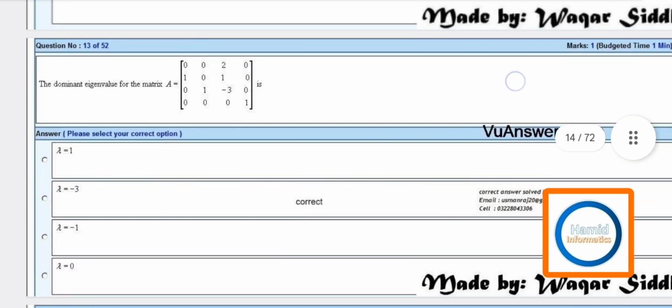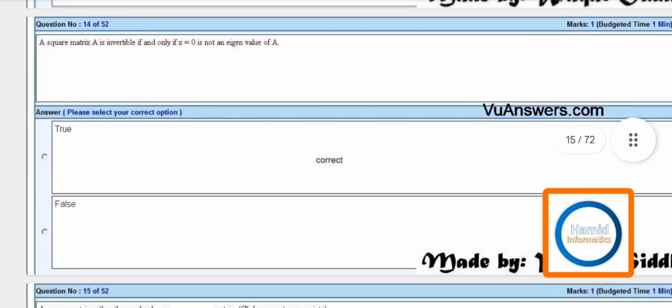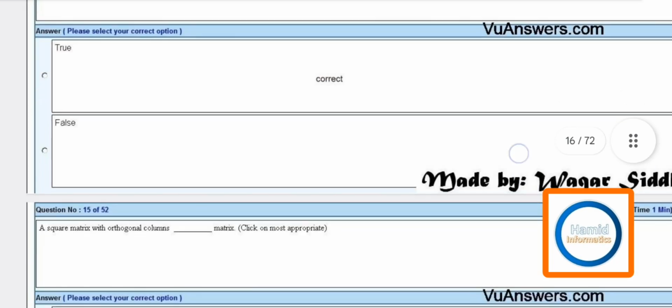Next question is: the dominant eigenvalue for the matrix A equals [0 0 2 0; 1 0 1 0; 0 1 -3 0; 0 0 0 1], and the answer is lambda equals -3. Next question is: a square matrix A is invertible if and only if x equals 0 is not an eigenvalue of A, and the answer is true.